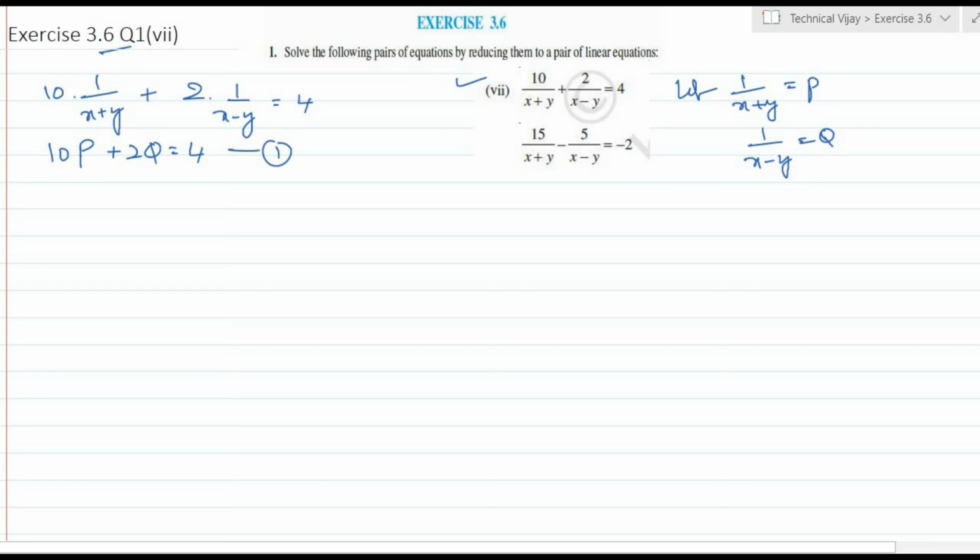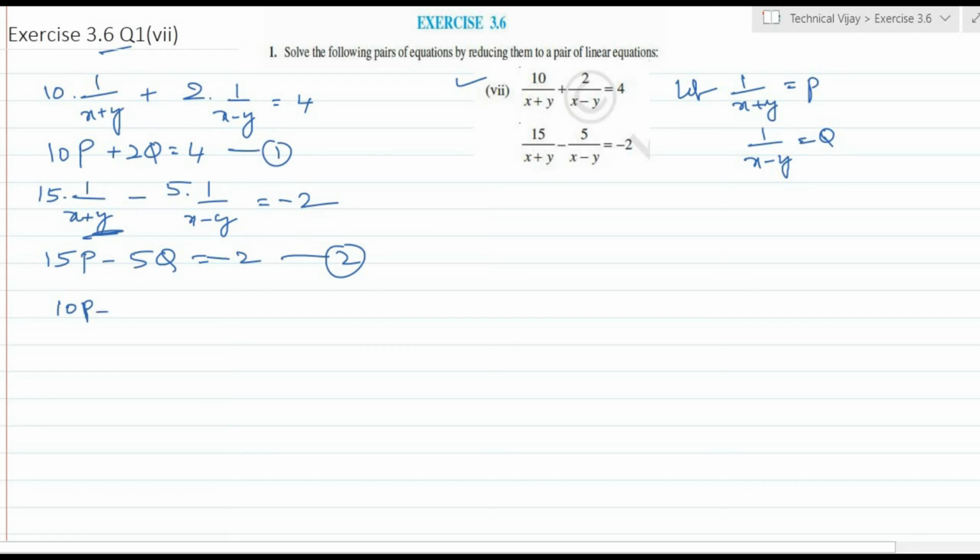So here this one: 15 into 1 divided by x plus y minus 5 into 1 by x minus y is equal to minus 2. So here this is p: 15 into p minus 5 into q is equal to minus 2. So this is equation number 2. So now I will write these equations: 10p plus 2q is equal to 4, and 15p minus 5q is equal to minus 2.